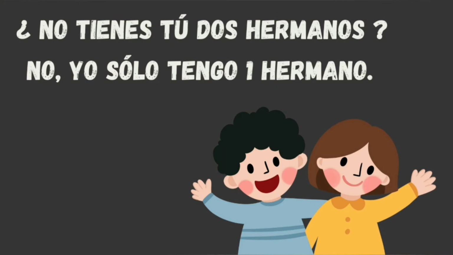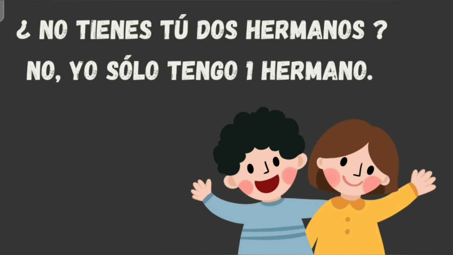Now, according to the personal pronoun you, the negative question would be, don't you have two siblings? To say this, in Spanish we have to say, ¿no tienes tú dos hermanos? First, the word no, then the verb to have, tienes tú, according to the personal pronoun you, and then our complement, dos hermanos.